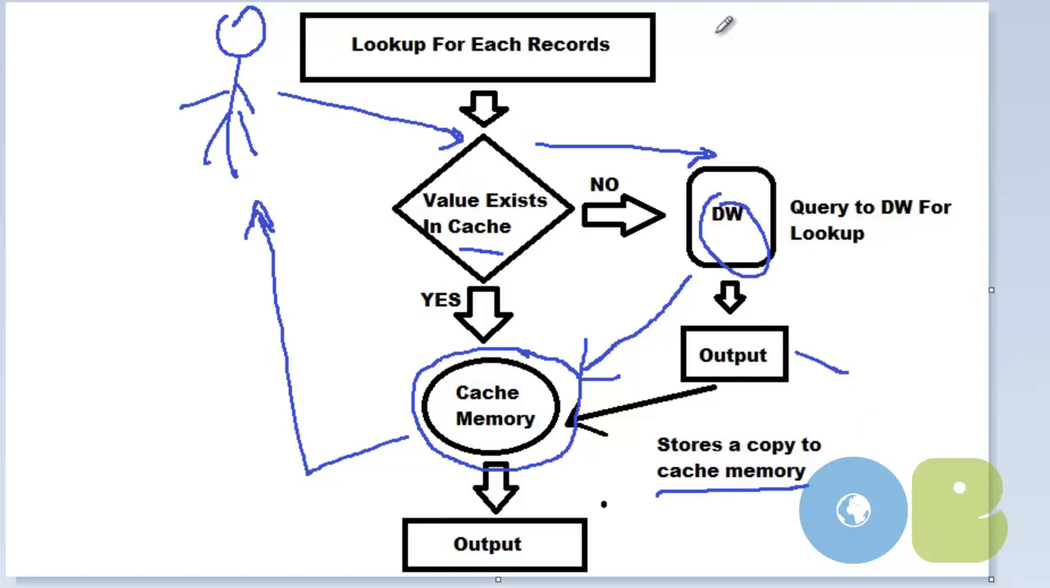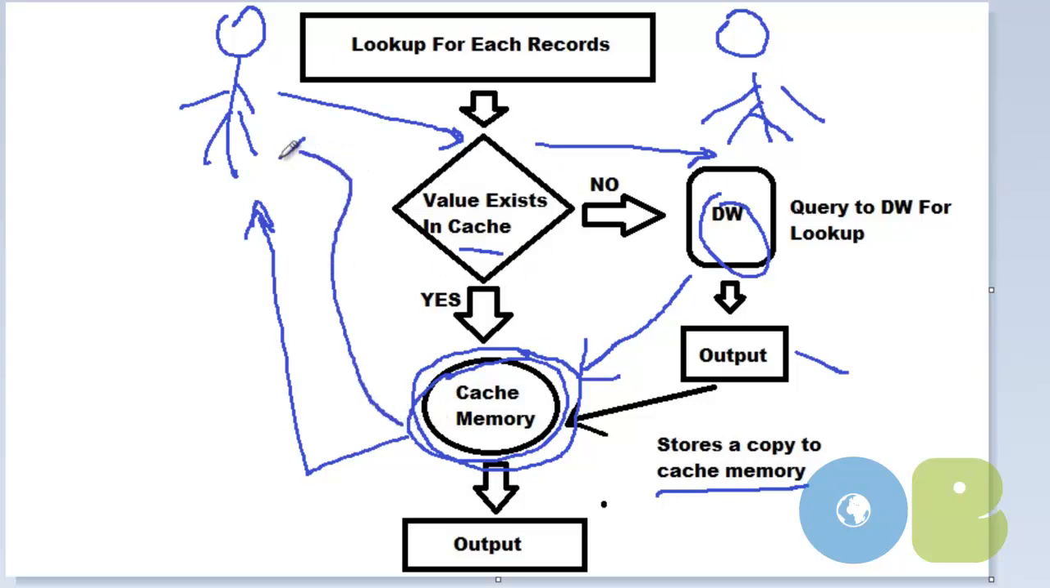Now the next time, if the same request comes from another client or from the same client, what will happen? If that same value comes again, then that value will be checked directly in the cache memory, and that value will be served by the cache memory to the respective client. So whether client number 1 or client number 2 requested that value, the cache memory will serve that request to that particular client.